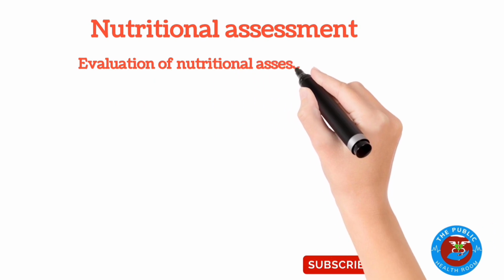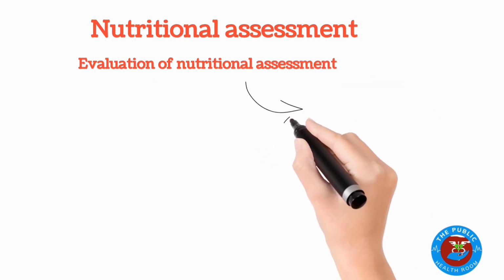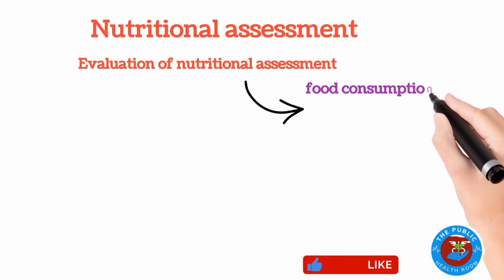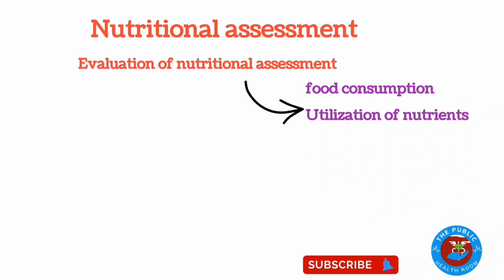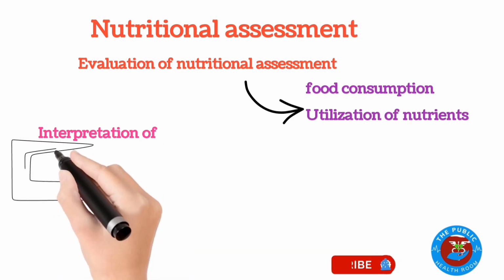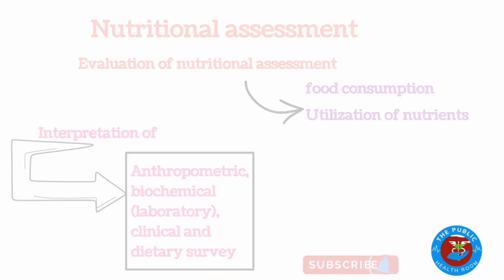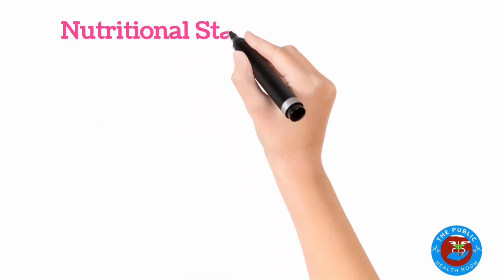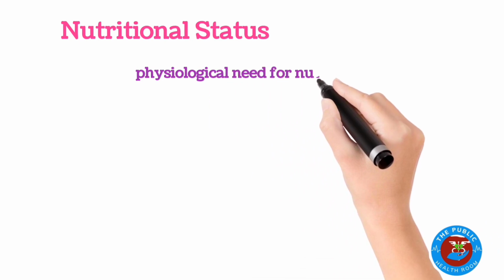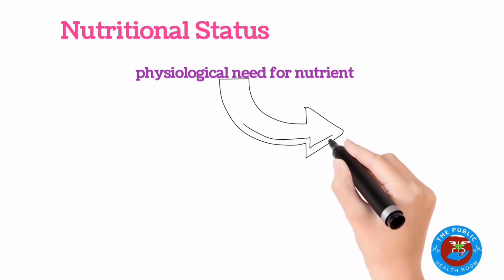Definitions. Nutritional assessment is the evaluation of nutritional status as a health condition of an individual as influenced by food consumption and the utilization of nutrients. Moreover, it is an interpretation of anthropometric, biochemical or laboratory, clinical, and dietary survey. Nutritional status is the degree to which an individual's physiological need for nutrients is being met by the food he or she is eating.